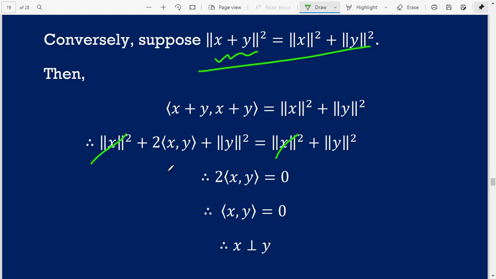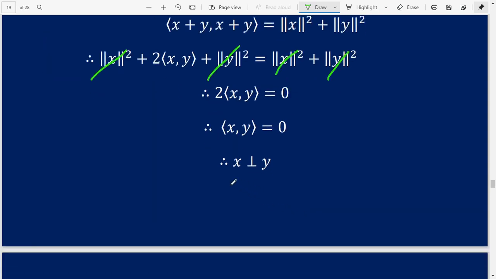So norm x square cancels out, norm y square cancels out. So 2 into inner product x with y is equal to 0. So inner product x with y is equal to 0. So x is orthogonal to y.